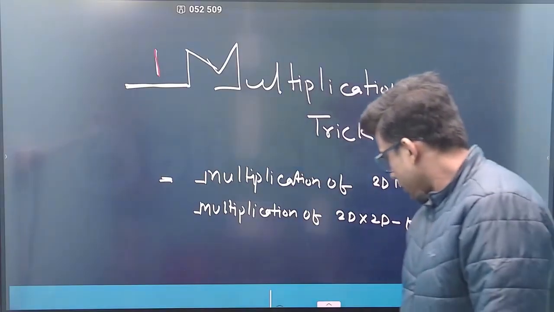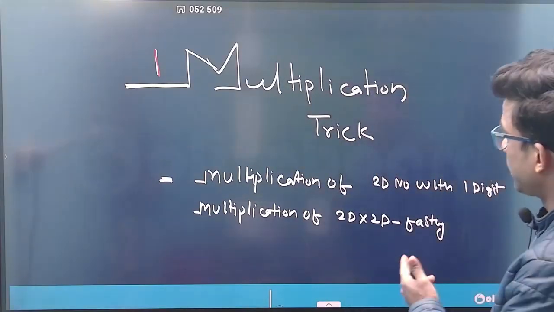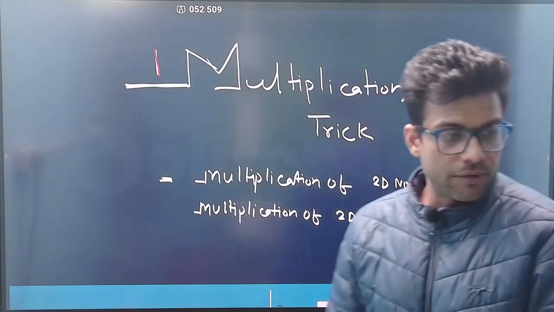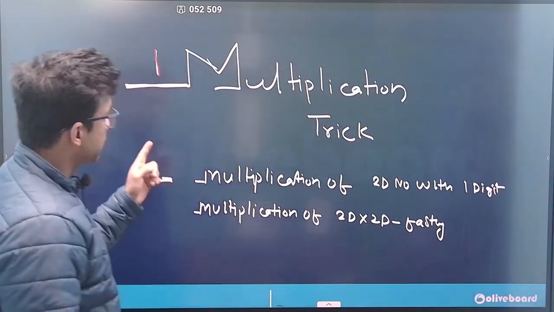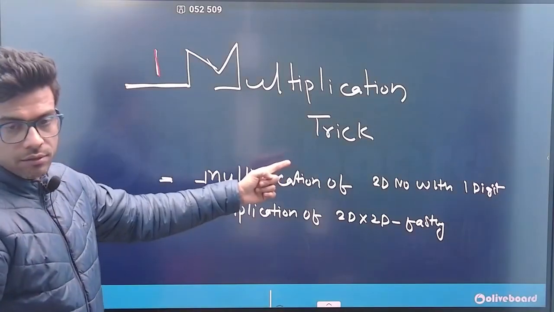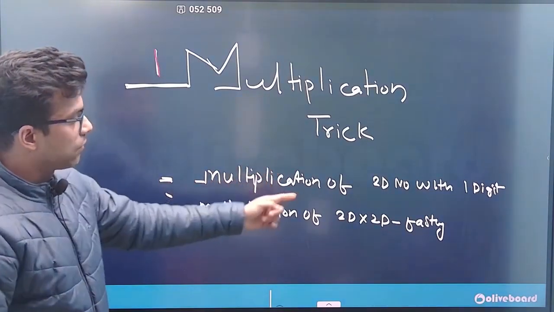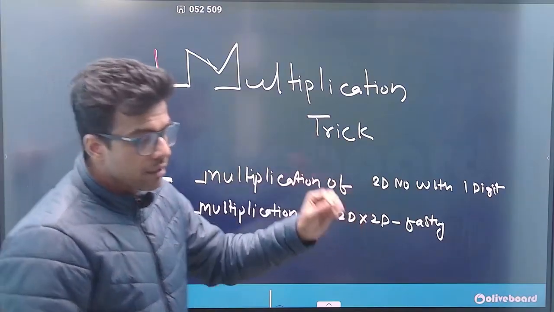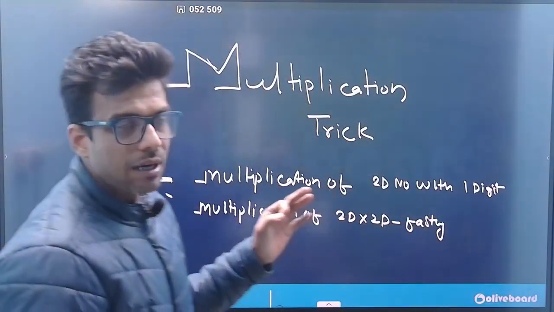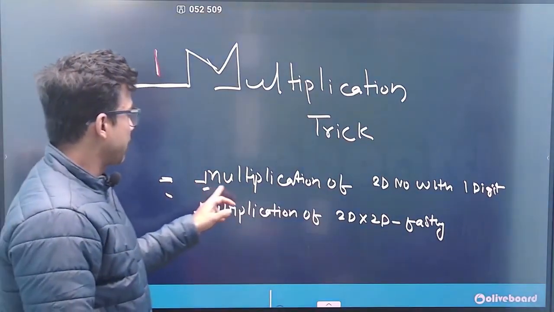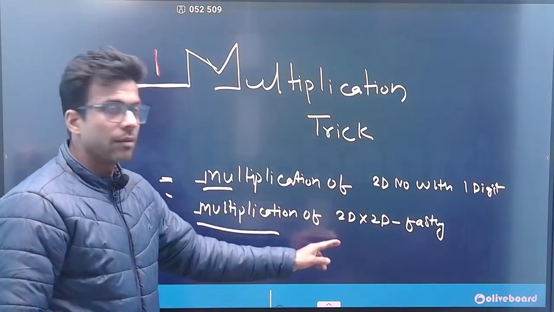Everyone, today we're going to discuss, as I said, a multiplication trick. Keep in mind, today we'll do 3 things. First is the multiplication trick. Okay, if anybody can listen to me, can you please confirm? Then multiplication of a 2-digit number with a single digit, and multiplication of a 2-digit number with a 2-digit number.